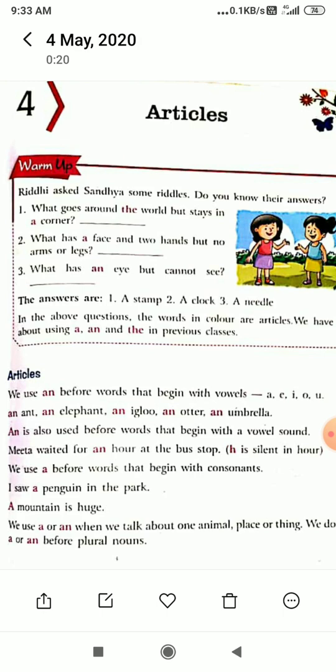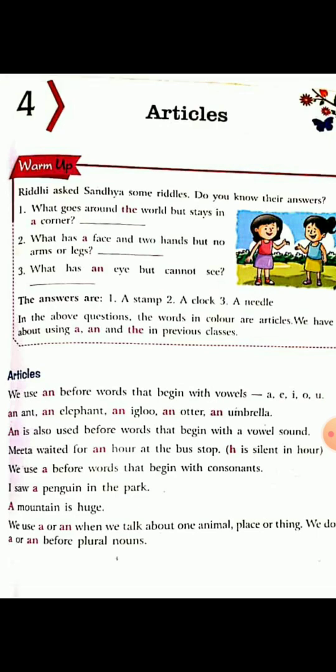We use a before words that begin with consonants. I saw a penguin in the park. Penguin starts with P. So P is a consonant. A penguin. A mountain is huge. M is again a consonant.